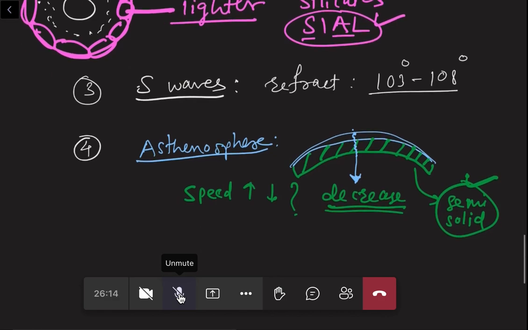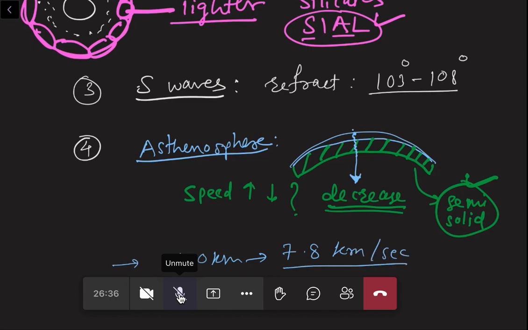Okay? Why? Because the asthenosphere is semi-solid or semi-molten. Now, till 100 kilometers, these are observations. Till 100 kilometers, their speed is around 7.8 kilometers per second. But beyond 100 kilometers, their speed drops.